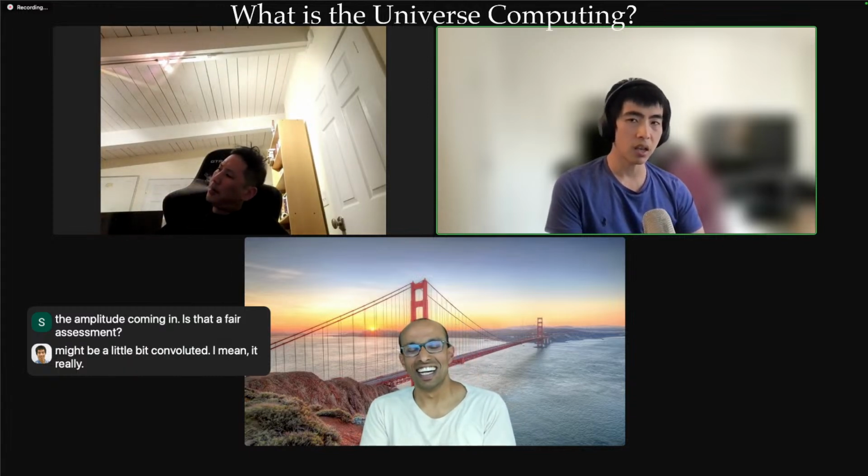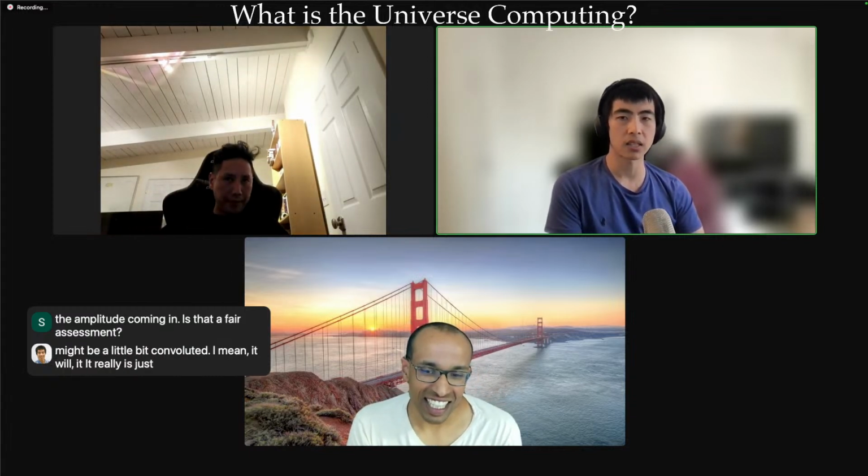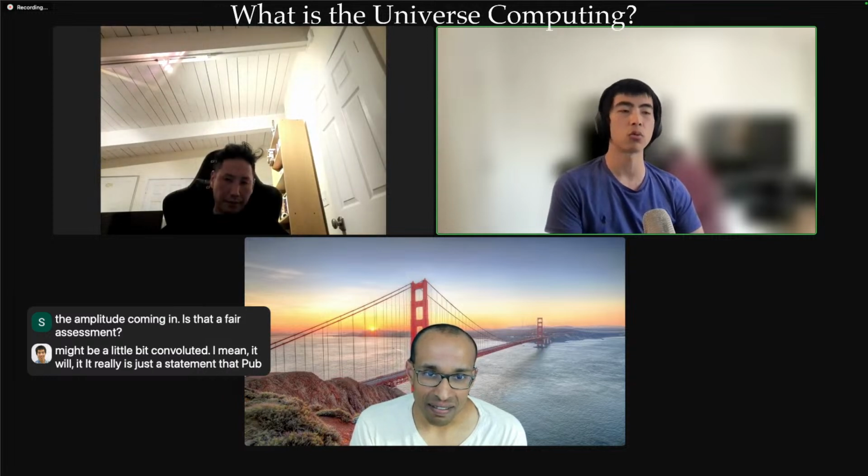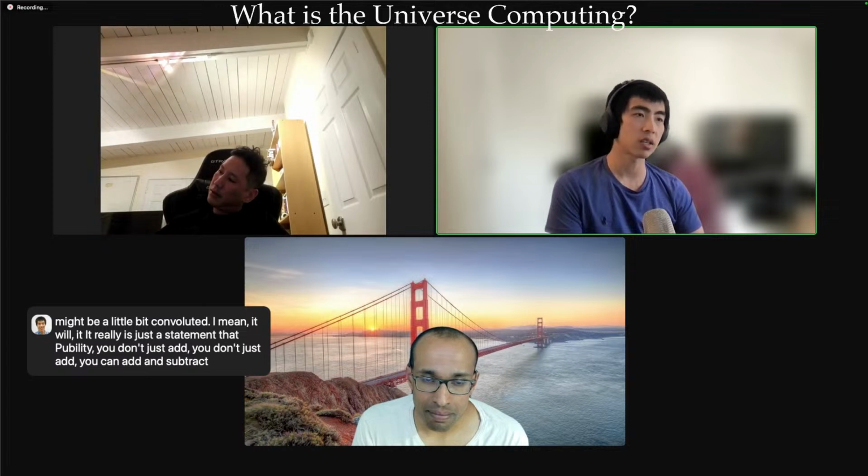Although for the general audience, this might be a little bit convoluted. I mean, it really is just a statement that with probability, you don't just add. You can add and subtract. And actually, I know the double slit experiment might be a little convoluted, but you can try this with sunglasses. It's essentially the same thing.